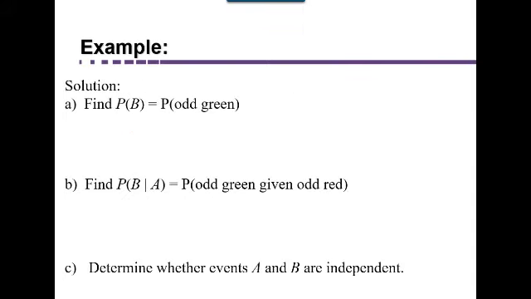Okay, so remember what we're analyzing here. The odds, right? So A is the event that one die is odd, the red, and B is the event that the green die is odd. So let's take this one step at a time. All right, so find the probability of an odd green.